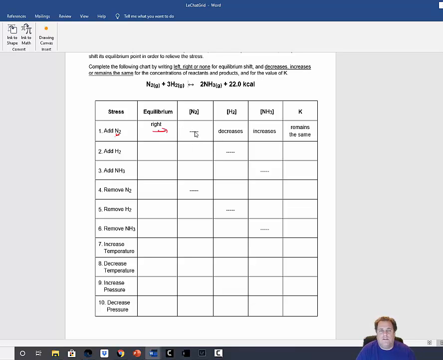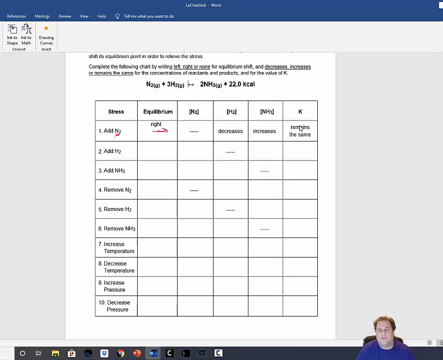Anyway, N2 is what we changed, so that's why there's these dashes. Okay, we're going to ignore the thing that we have changed. Of course, H2 being on the left side of reactants, it's going to go down because we're going to react some of the excess N2 and some of the H2 and produce NH3, so that's going to increase.